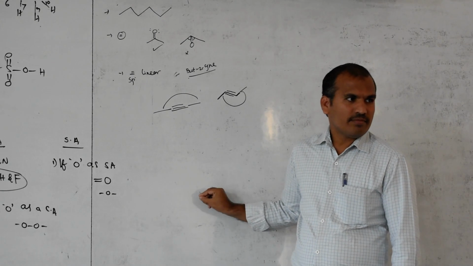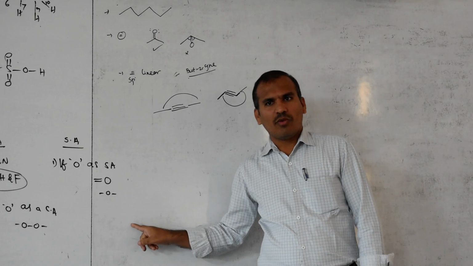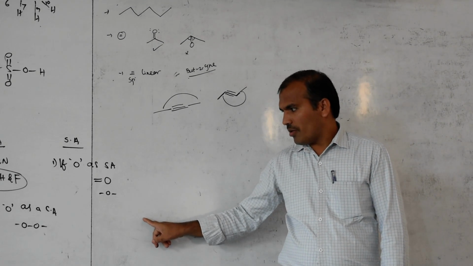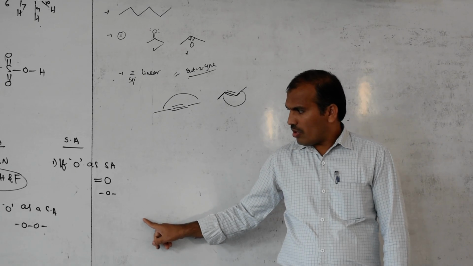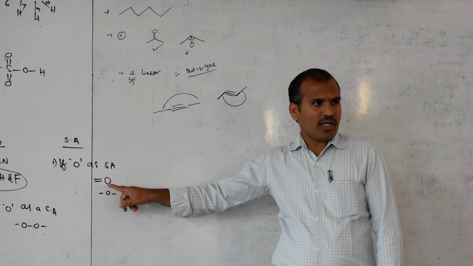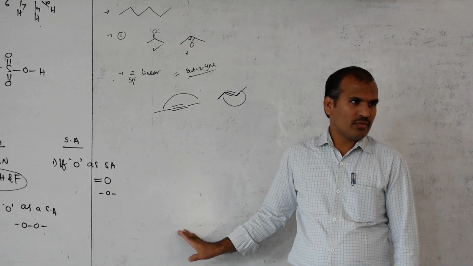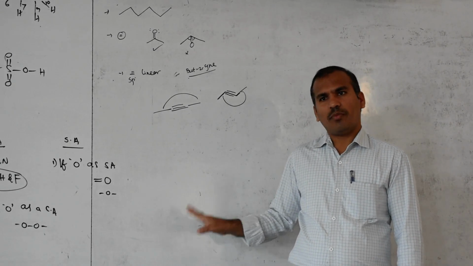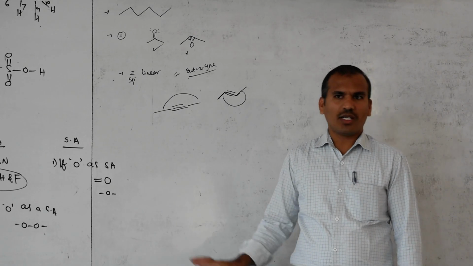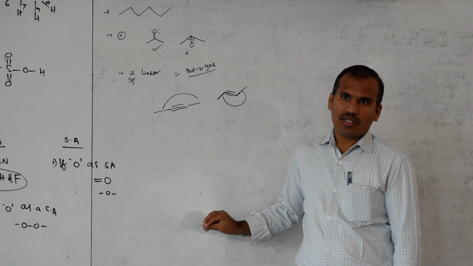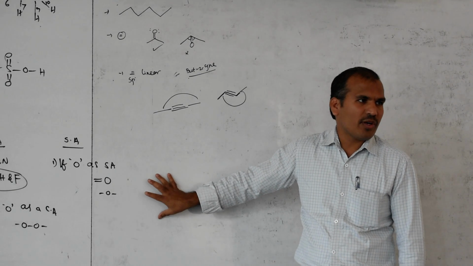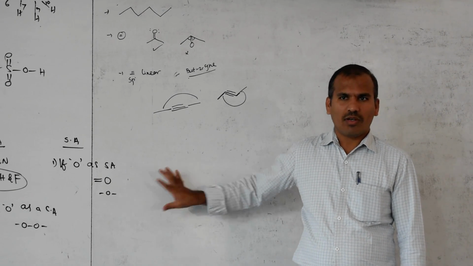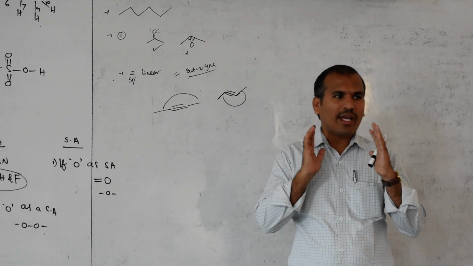A. Hydrogen can be the central atom. B. Fluorine can be the central atom. C. Oxygen is the central atom having a double bond. D. Carbon can be represented as a central atom. This is okay, but the remaining first three points are wrong. Okay, like this we have to take.